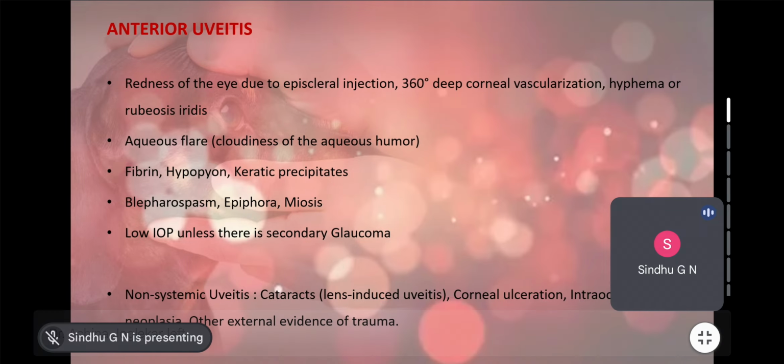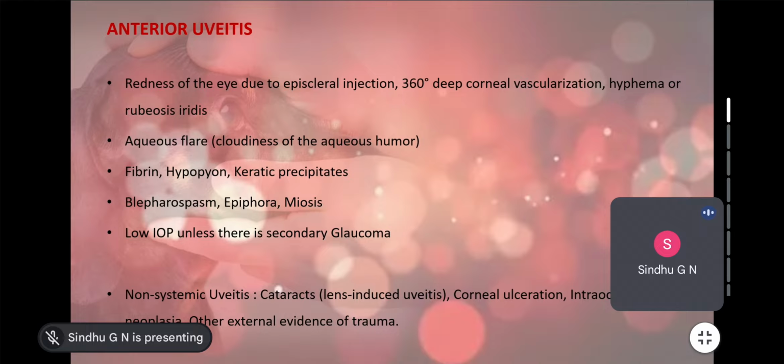And most of the time, anterior uveitis in early stages will have a low intraocular pressure. If it is secondary to glaucoma or uveitis causing glaucoma, pressure will be high. Otherwise, it will have a low IOP, most of the time less than 5 or 10. So it can be either systemic uveitis or non-systemic.